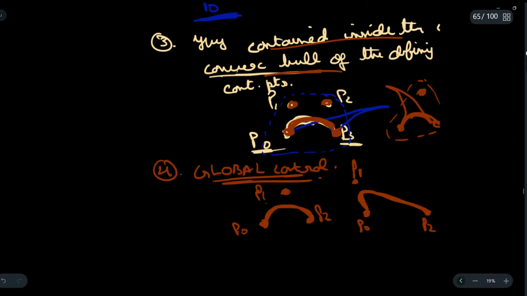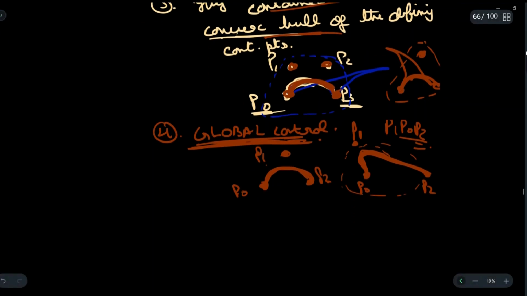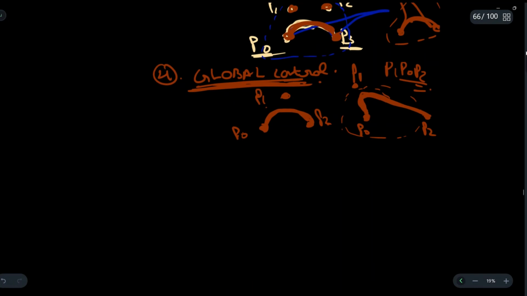And suppose if I move P0, then the shape of this curve will be altered. That is, if you change any such point, that is, if you change P1, P0 or P2, then the shape of the Bezier curve will be affected by it. So this is what is called global control. That is, if you change the position of the point, then the shape of the Bezier curve will change.